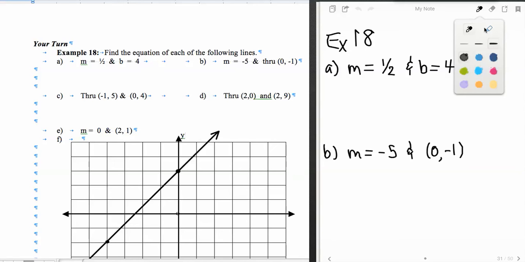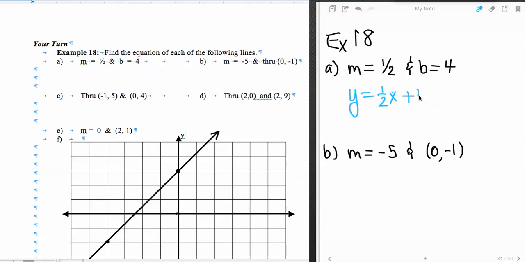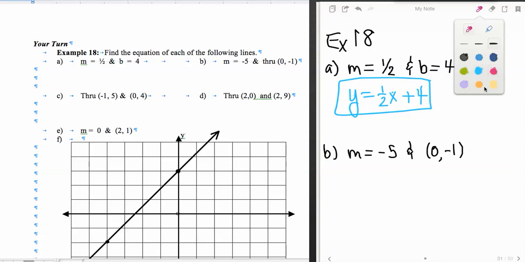So I'm going to start out with our first part A here of example, and this one is the easiest of all because I'm handed my slope and my y-intercept right on a silver platter. So I simply write y equals my slope 1/2 times my x, and then plus my y-intercept, which is a 4. So y equals 1/2 x plus 4. And that one's quite easily done.